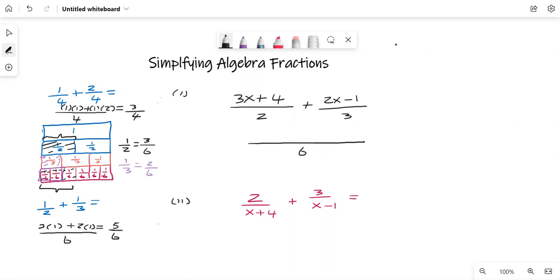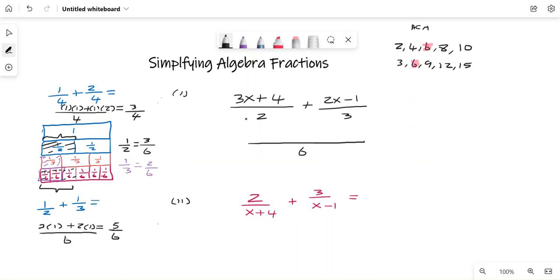So the multiples of 2 are 2, 4, 6, 8, 10. And the multiples of 3 are 3, 6, 9, 12, 15. And if we have a look here, we can see that the highest common multiple is 6. So 6 is common to the multiples of the number 2 and the number 3. So we have what's called the highest common multiple, HCM.